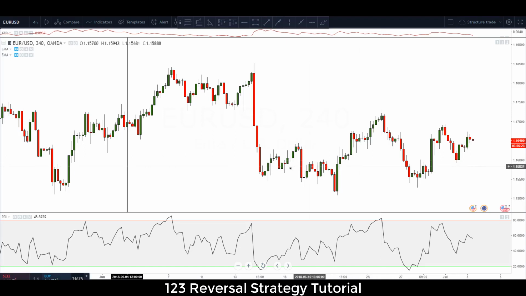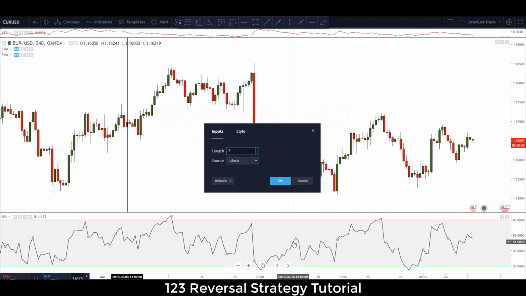So here on the euro dollar, we're going to take a look at this strategy. It's extremely simple. All we have to have is the RSI indicator and the ATR indicator on the chart. The ATR indicator should already be on your chart. It's what we've been using for stop losses throughout the entire course. Now the RSI indicator, I'll go ahead and show you guys the settings for this specific strategy. Here we need an RSI setting of 7. The length or the period of this RSI needs to be 7.